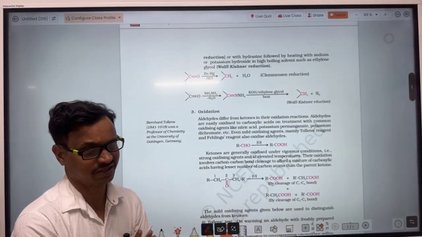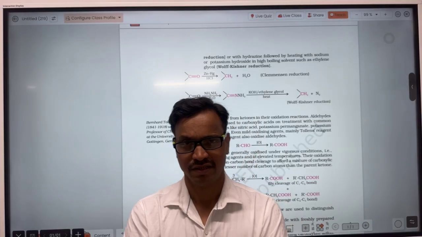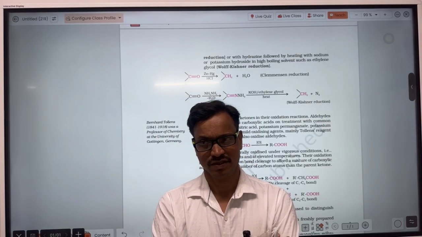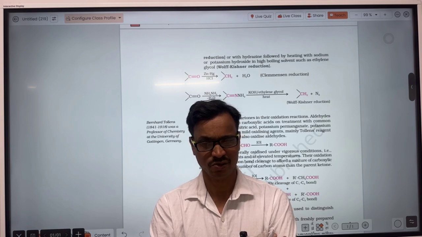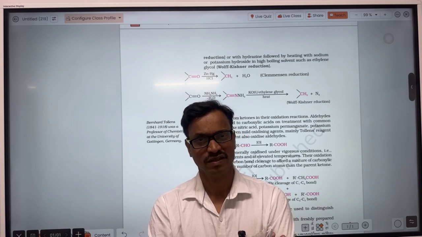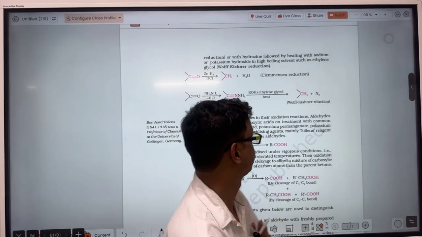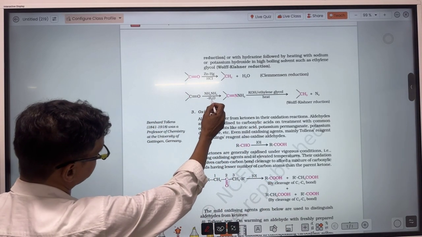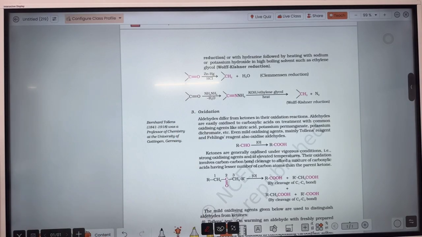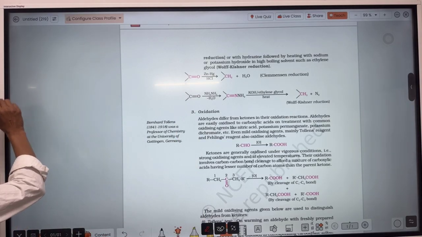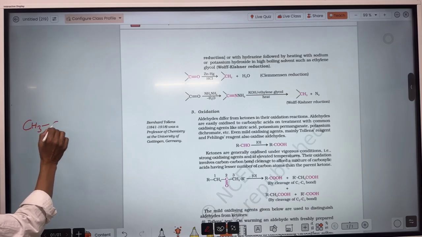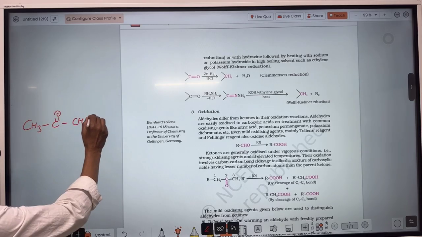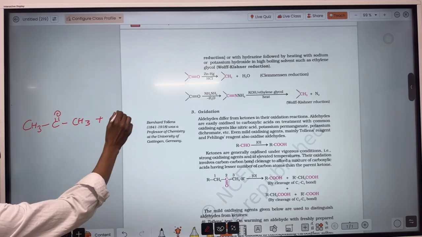First of all, the aldehyde or the ketone will react with hydrazine, NH2NH2, and then it will be treated with a mixture of KOH or NaOH along with ethylene glycol. About the product formed, you already know what happens when the aldehyde or the ketone reacts with hydrazine. Suppose this ketone here, or any aldehyde, whatever you would like.